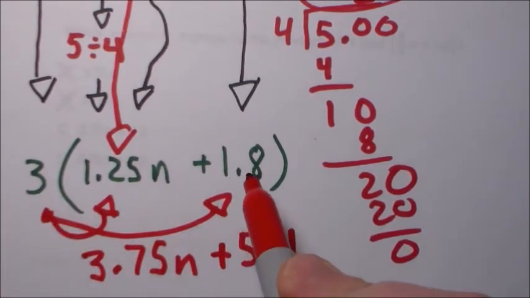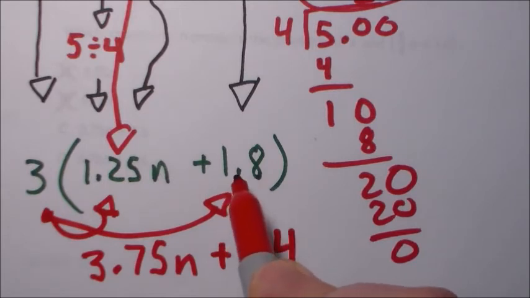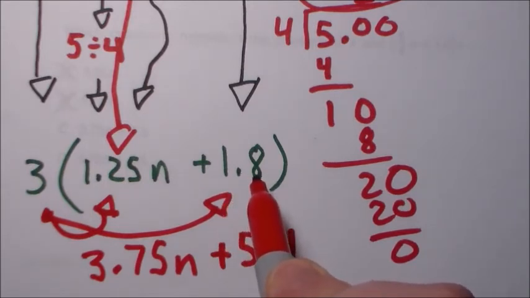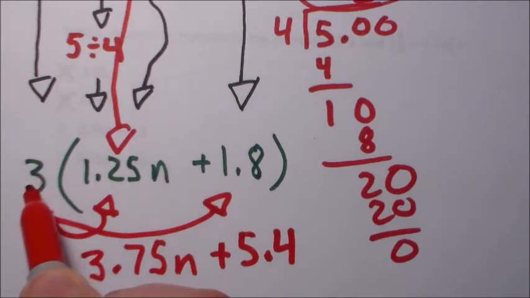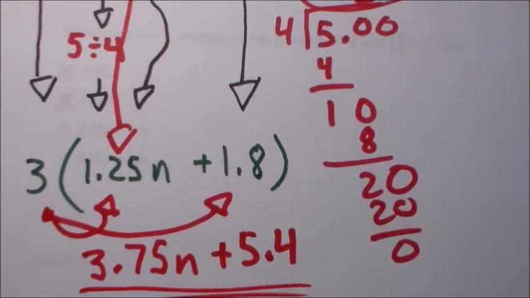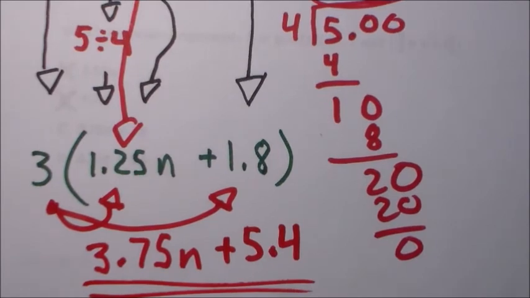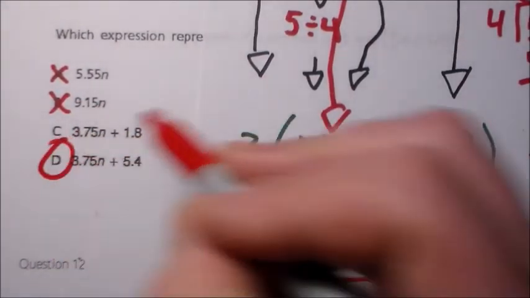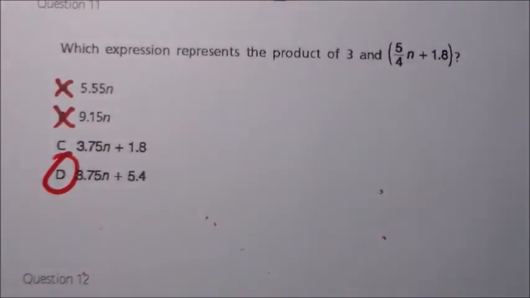And a little trick here is that 1.8 is 2 times 0.9. So if you divide that by 2, you get 0.9. And that's 0.9 times 6, which would be 5.4, so it's a little trick to do that quick, but you can do it out longhand if you want, or just throw it in your calculator, and that's going to be your answer. 3.75n plus 5.4. And we're good.